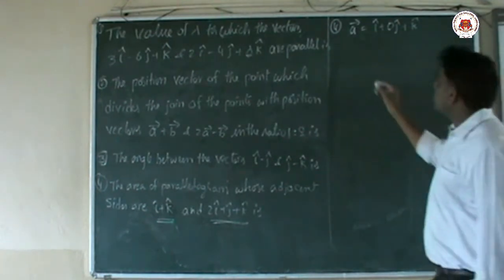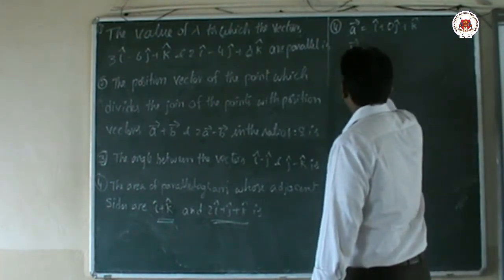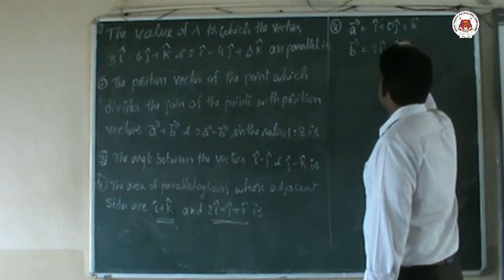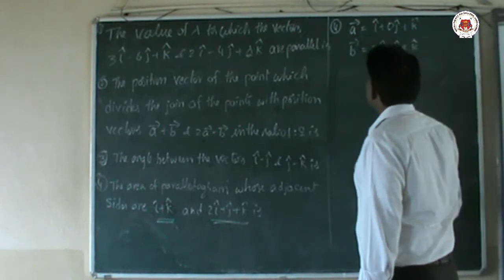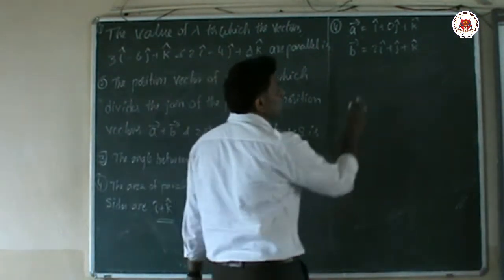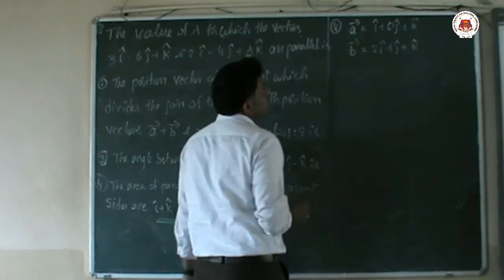Next we will take the B vector. So here the B vector equals 2 i cap plus j cap plus k cap. So what is the area of a parallelogram? The area of a parallelogram formula is the mod of vector A cross vector B.